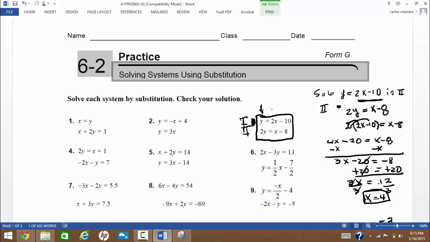So if you return to number 1, right here, and you replace the x by its value, which is 4, you get immediately the y value. 2 times 4 is 8. 8 minus 10 is negative 2. And that's the y value. So the solution of this system is 4 for x and negative 2 for y.